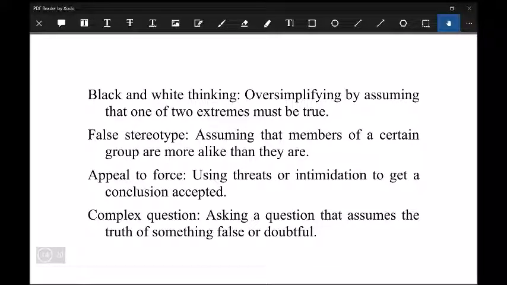Okay, and then four more. Black and white thinking oversimplifies by assuming that one of two extremes must be true. So for example, if I say students are either athletes or scholars, but you couldn't be both. You're either this or that, you couldn't be both. You could be both, or neither, or one to any degree or the other to any degree. Those are not opposites.